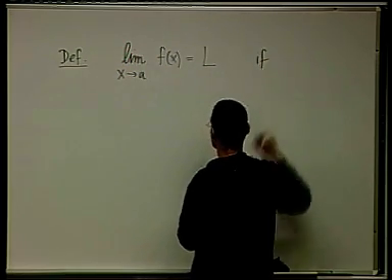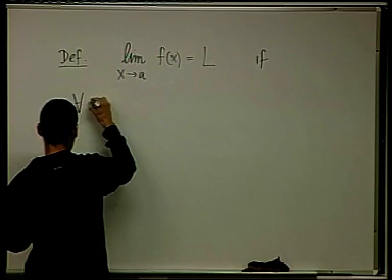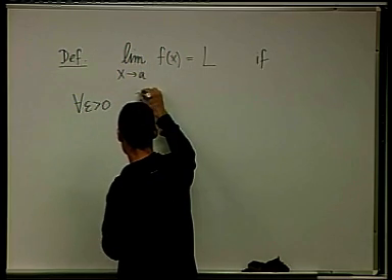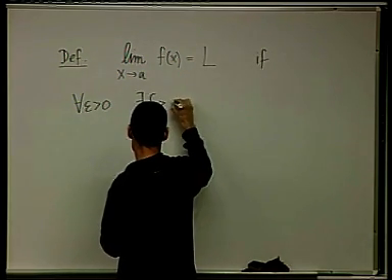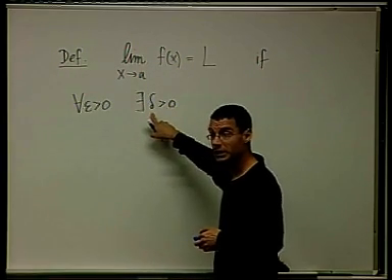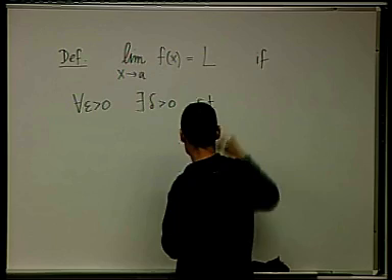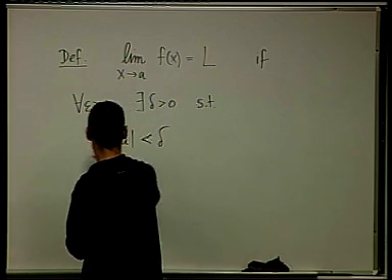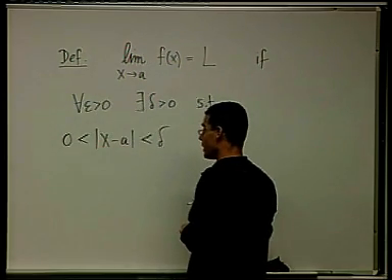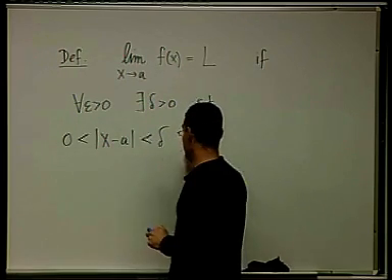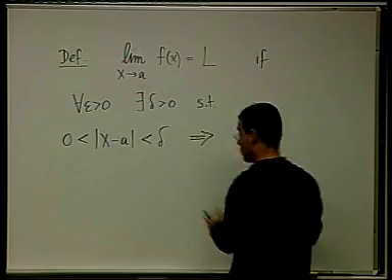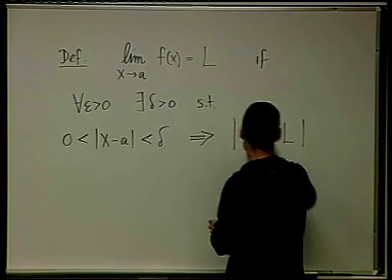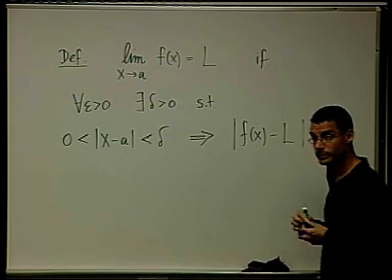If for any epsilon greater than 0, this is the Greek letter E, there exists a delta greater than 0, this is the Greek letter D, such that if x minus a in absolute value is less than delta and greater than 0, this means that the distance from x to a is at most delta, then f of x minus L in absolute value is less than epsilon. Okay?